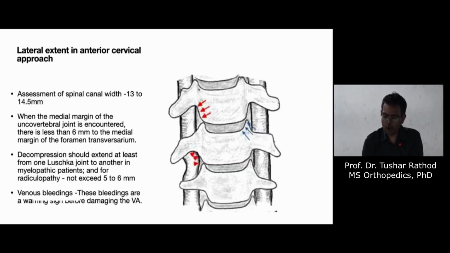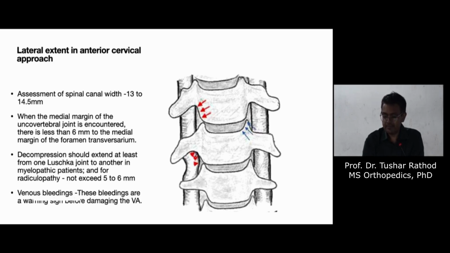When we are doing a corpectomy, we usually restrict our dissection medial to the uncovertebral joint. When you are near the medial edge of the uncovertebral joint, you are just 5 mm away from the foramen transversarium. If you just want to decompress the cord, you can restrict your dissection to here. But if you want to decompress the root, you cannot go more than 5 mm beyond this margin.